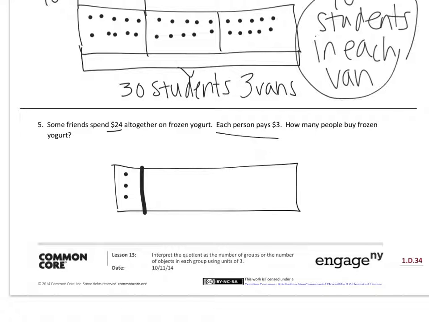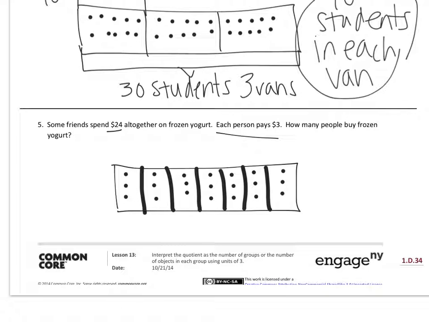I'm going to count by threes until I get to 24. 4, 5, 6, 7, 8, 9. Notice how I had to add on to the end of my tape diagram because I didn't make it long enough. There's nothing wrong with that. So if you ever have to add a little bit more onto the end to add an extra column, go for it.